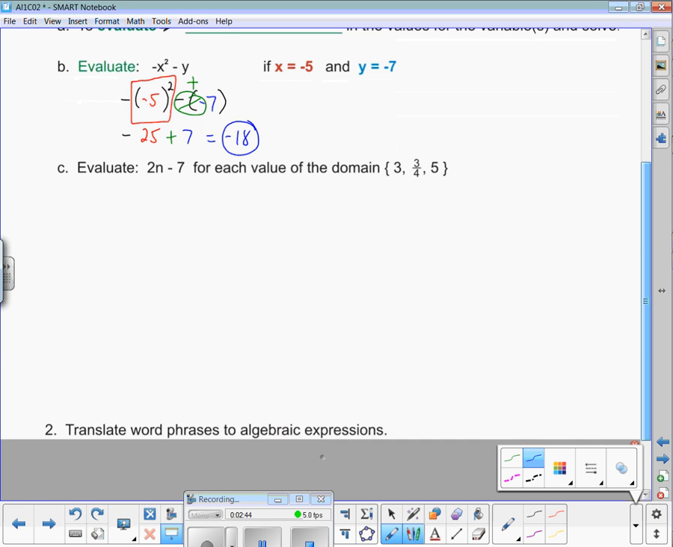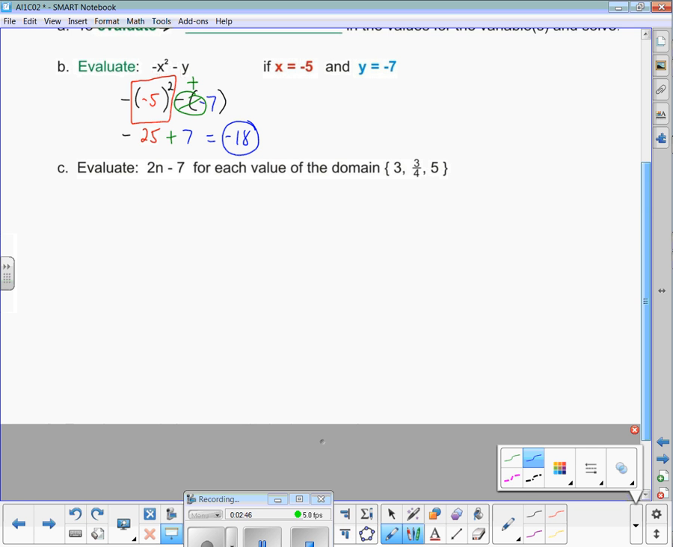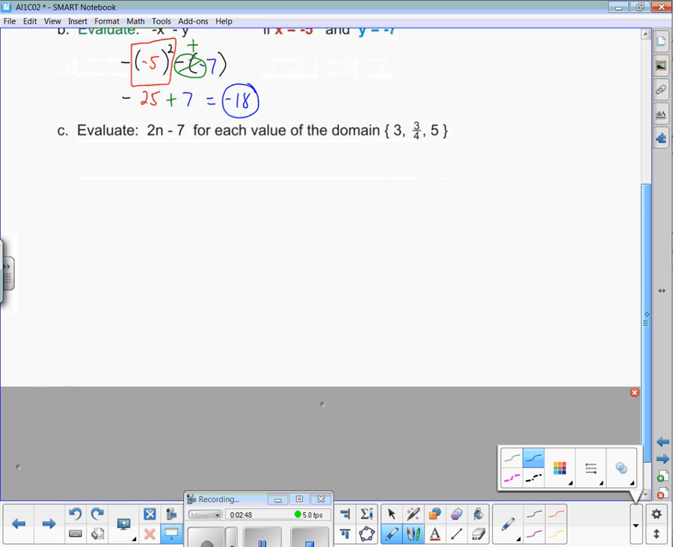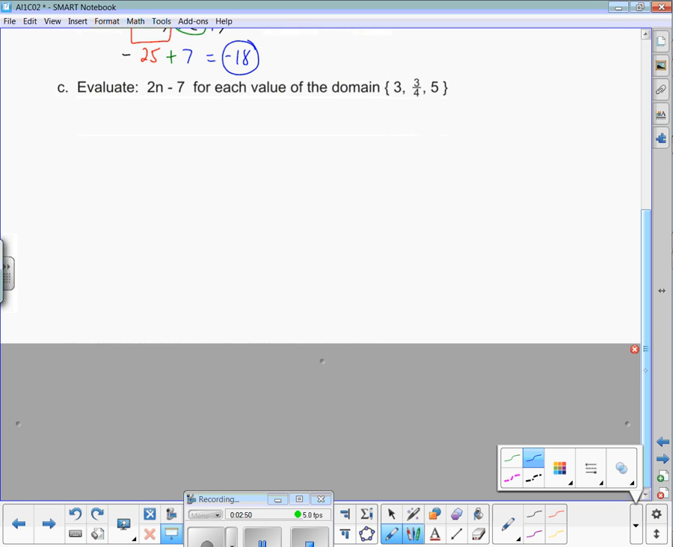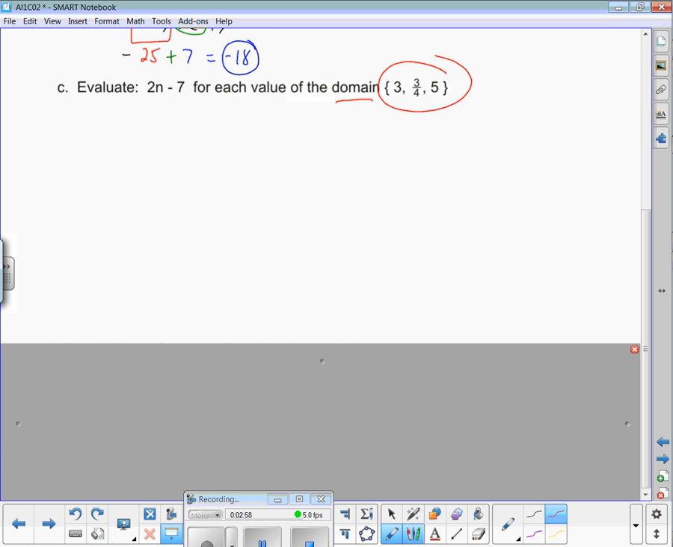All right, so here we've got a problem. It says evaluate 2n minus 7 for each value of the domain 3, 3/4, and 5. Each value of the domain, and they tell you what those values are. If you remember, the domain are the input values. So really what we have is 3 problems in one. It's not a big deal, not a tough problem. We're just doing 3 in 1.